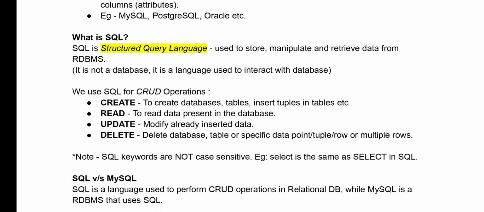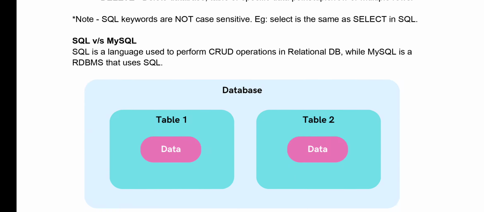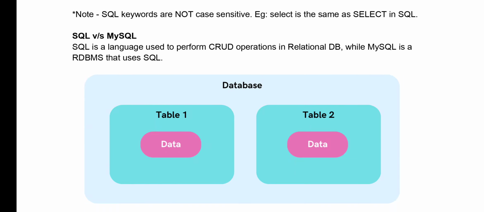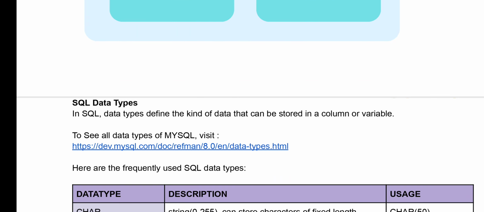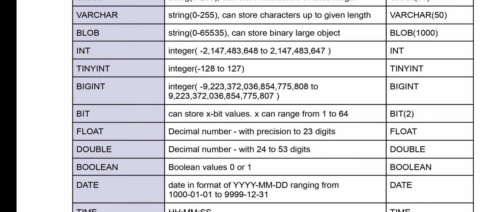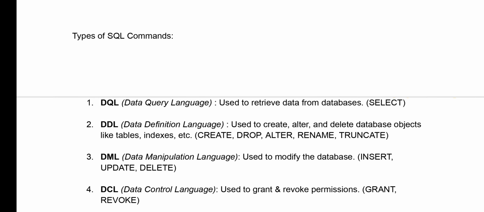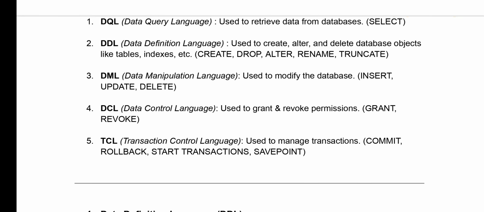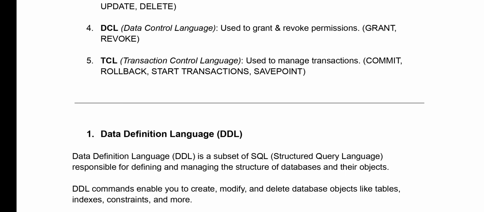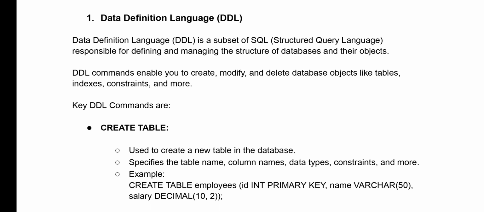Then we have talked about what is SQL, why we use SQL, and the core operations, the difference between SQL versus MySQL, and we have talked about the SQL data types. And we have talked about the types of SQL commands: DDL, DQL, DML, DCL, and TCL. And we have talked about all the SQL commands step by step.